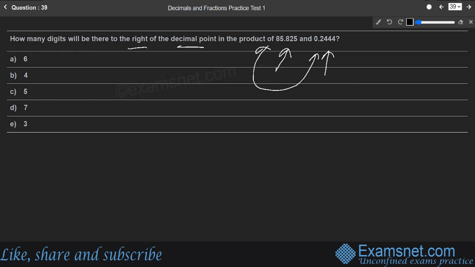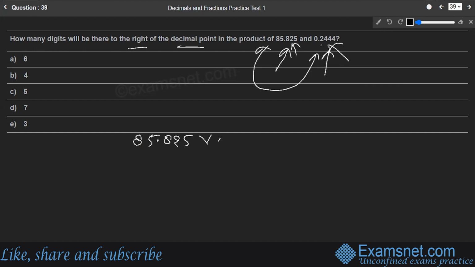We cannot do it directly by saying that three digits are there after the decimal in the first one and four digits in the second one, so there has to be 3 plus 4, 7 digits. It's never like that. Sometimes the fifth or sixth or seventh digit starts becoming 000 and they are not counted as significant digits. So they will not be counted as digits after the decimal point. So we'll have to clearly multiply these two numbers. Okay, so let us do it.